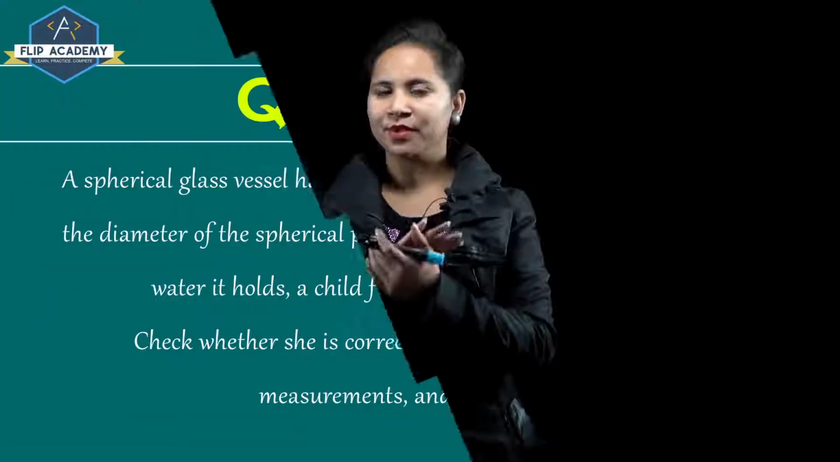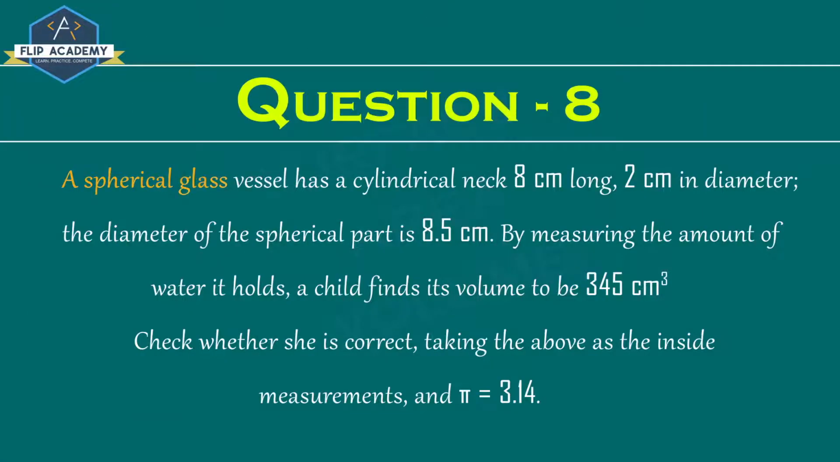Surface area and volume, exercise 13.2, question number 8. And the question number 8 is: a spherical glass vessel has a cylindrical neck 8 cm long, 2 cm in diameter. The diameter of the spherical part is 8.5 cm. By measuring the amount of water it holds, a child finds its volume to be 345 cm cube. Check whether she is correct, taking the above as the inside measurement and pi is equal to 3.14.